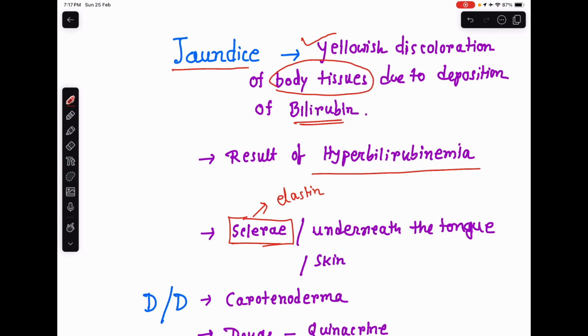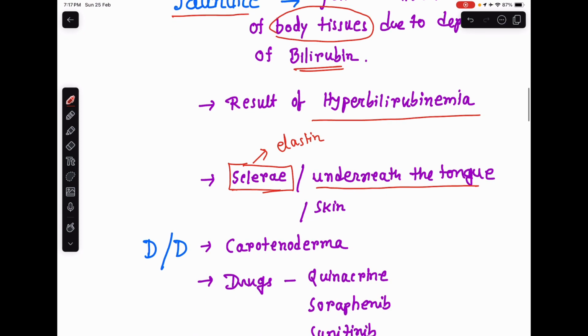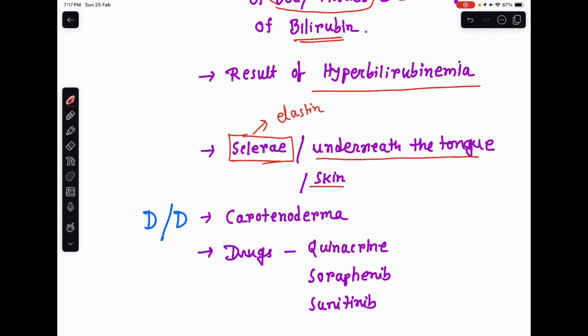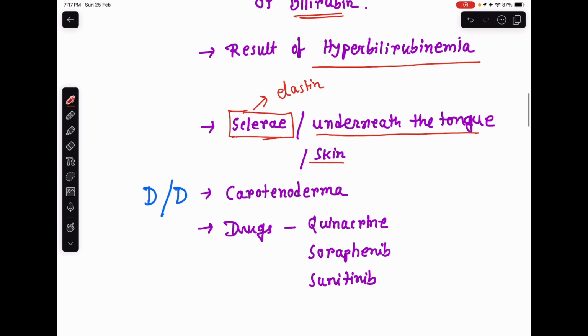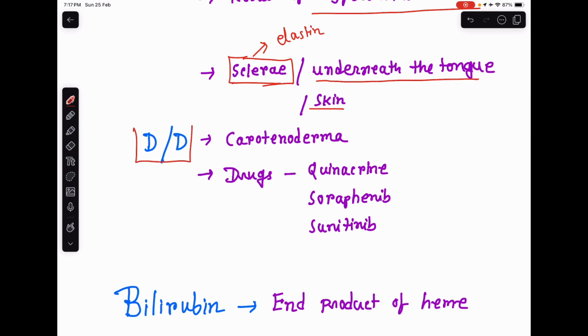We can also look for jaundice or yellowish discoloration underneath the tongue, and when jaundice is severe, it appears on the skin surface, in the palm and sole. Now coming to the differential diagnosis of jaundice, though rare, jaundice may be seen in cases of carotenoderma. But in carotenoderma, the yellowish discoloration typically appears in the forehead and in palm and sole.